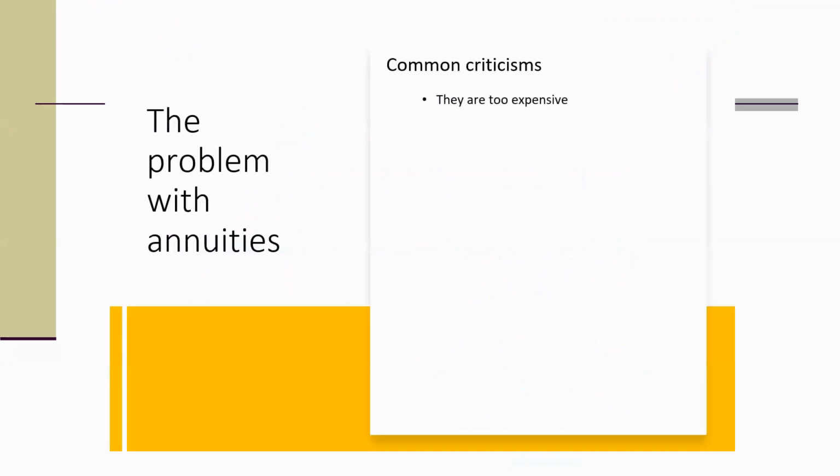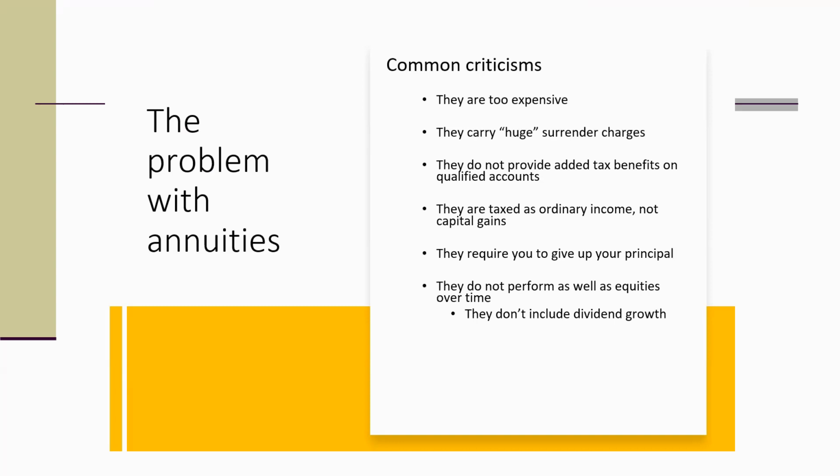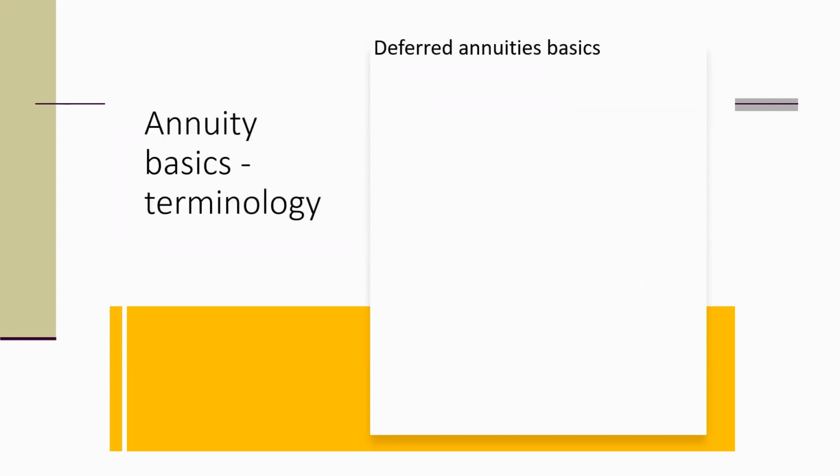Common criticisms: they're too expensive. They carry huge surrender fees. They do not provide added tax benefits on qualified accounts. They're taxed as ordinary income, not capital gains. They require you to give up your principal. They don't perform as well as equities over time. They don't include dividend growth, they're subject to frequent complaints, and they're only sold for huge commissions. I'm going to speak to those in just a moment so we can at least have a better understanding.